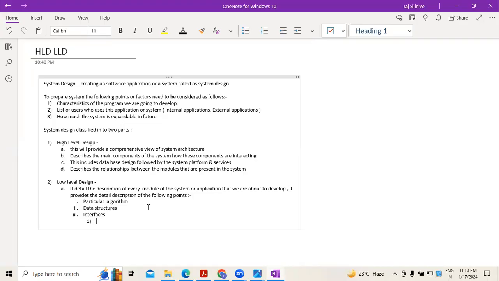At the same time, if there is any data recovery or recovery of an application or data, as well as the recovery process or steps, if you want to know, so even the recovery part will also be included in the low level design part. Understood? Clear?